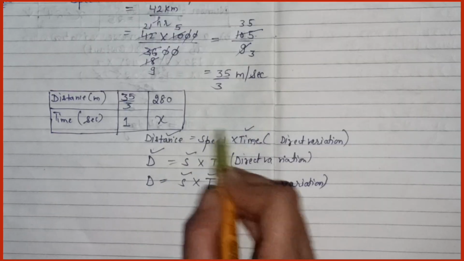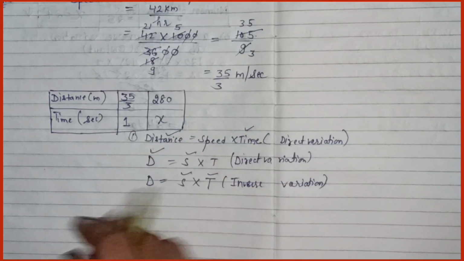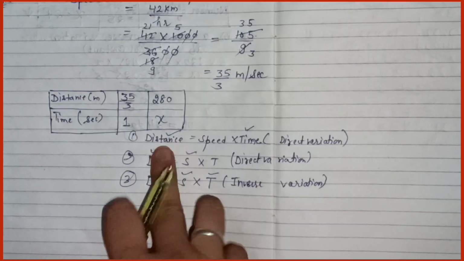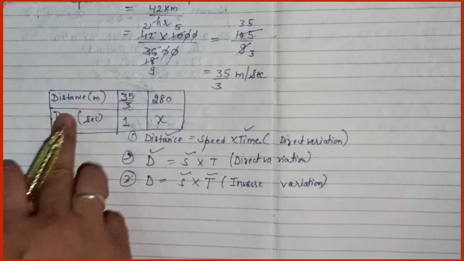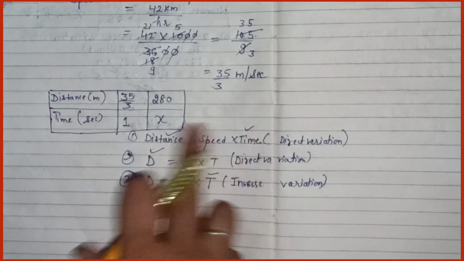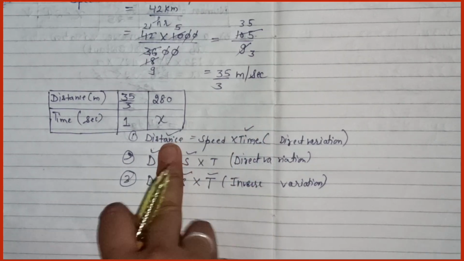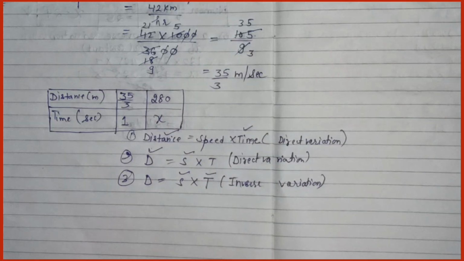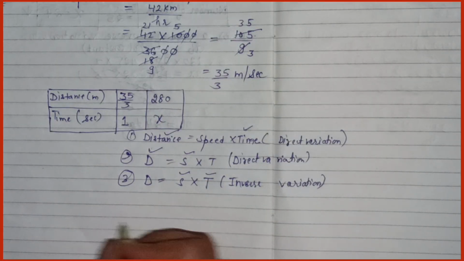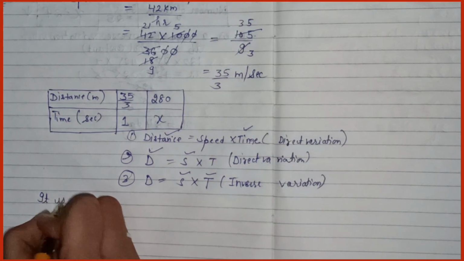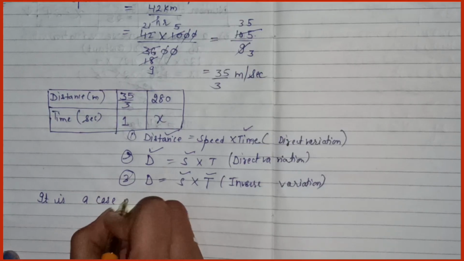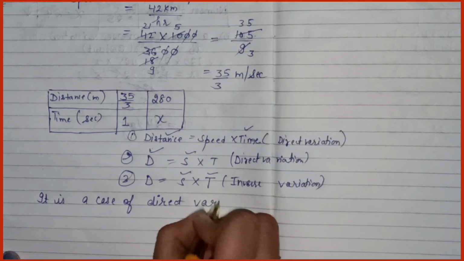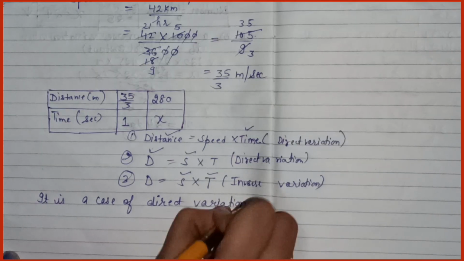Distance and time. This is our first case. We have distance equal to speed multiplied by time. In this table we have distance and time, one from the left hand side and another from the right hand side. Then it is a case of direct variation. So I write here, it is a case of direct variation.